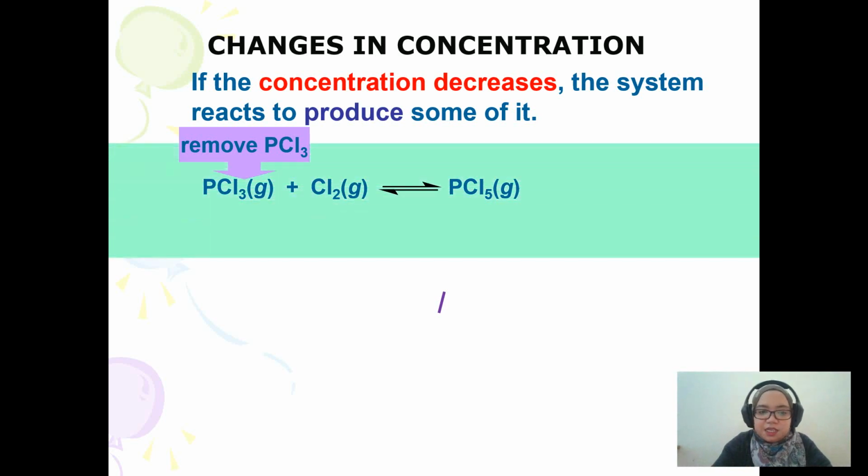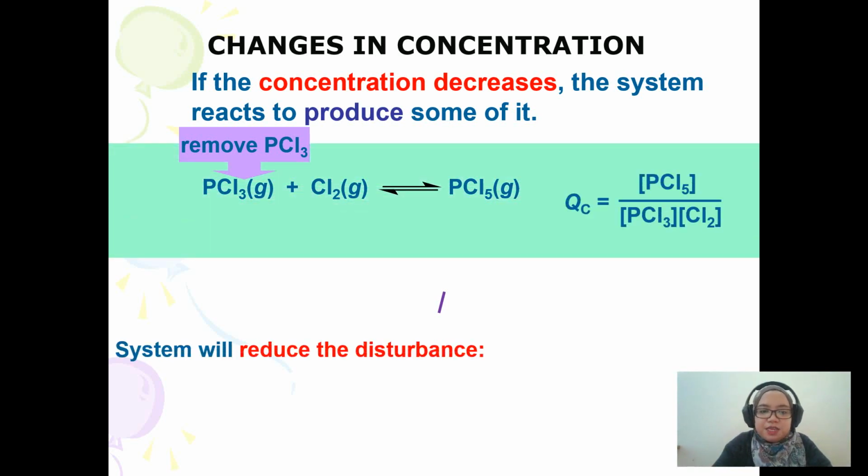So for example here, okay, we have PCl3. Kita punya PCl3 dah decreases. Kita remove PCl3. So now, reactant ni dah kurang lah kan? Betul tak? So what we need to do? The system will shift to the left in order to produce more PCl3.